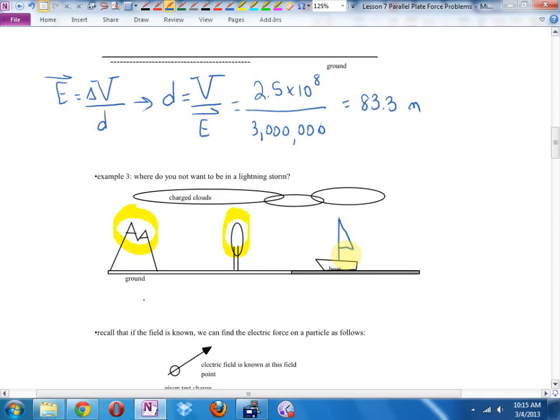Not good. Anybody been in a lightning storm out on the prairies? Far more intense than we get here. Yes? Yeah, we really don't get anything compared to what they get out east or on the prairies. Why on the prairies is it so much more intense?